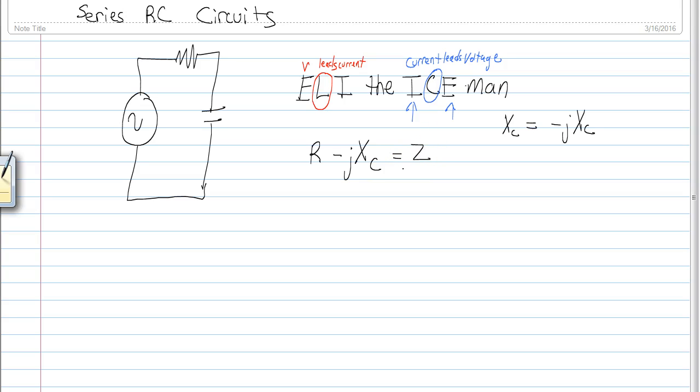It's a complex number consisting of a real number, which is the resistance, and an imaginary number, which is the reactance. Questions about any of that? All right. So far so good.